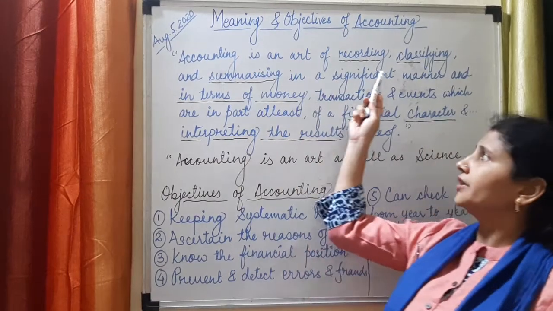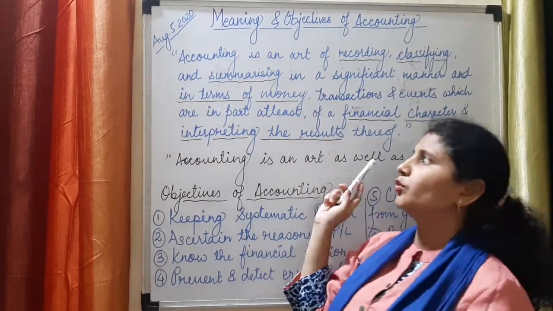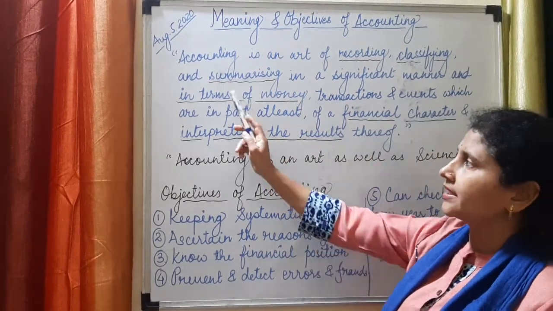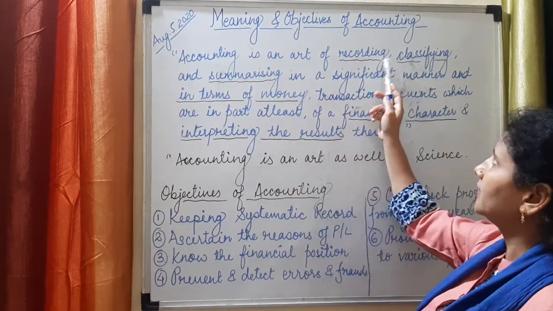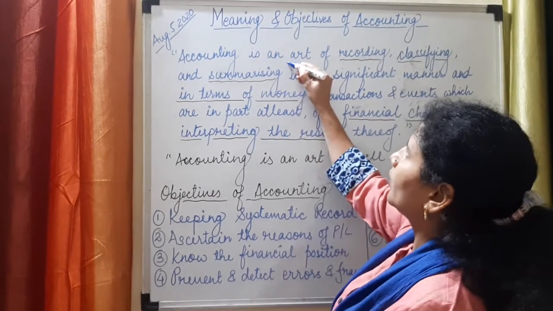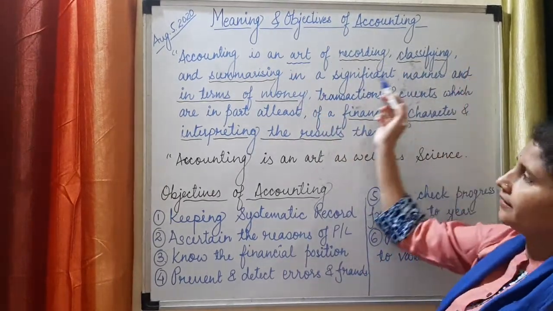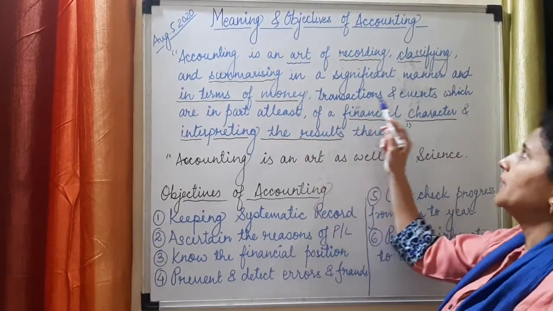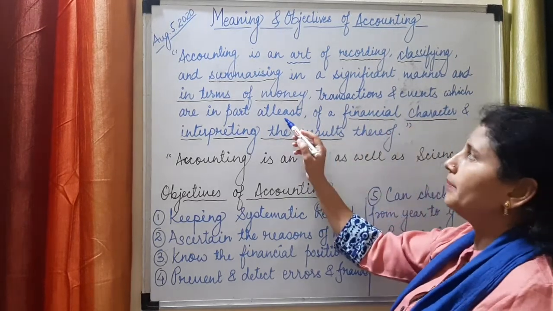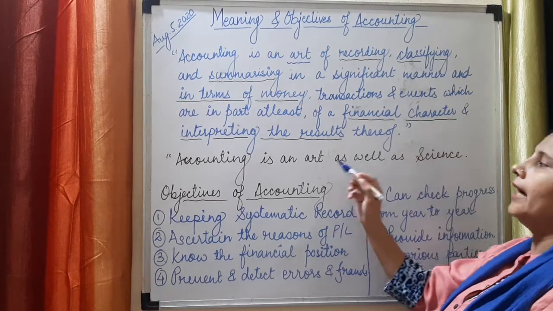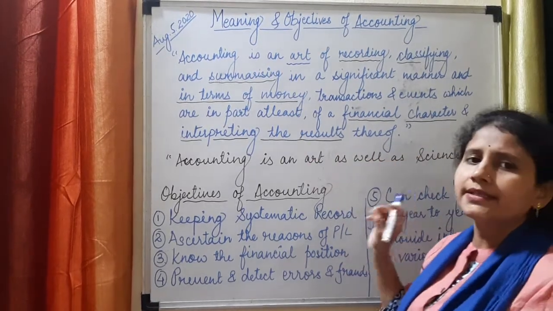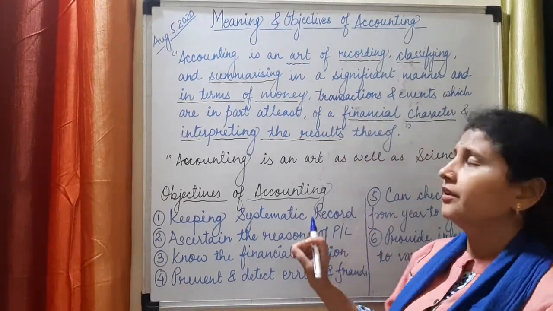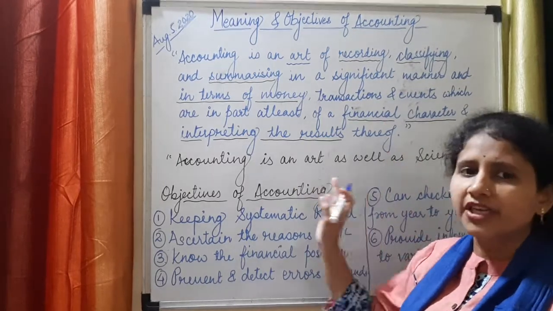You may see that several words I have underlined. The purpose behind this is to explain to you the characteristics of accounting. But before that, let us start. Accounting is an art of recording, classifying and summarizing in a significant manner and in terms of money, transactions and events which are in part at least of a financial character, and interpreting the results thereof. This is the complete definition of accounting.